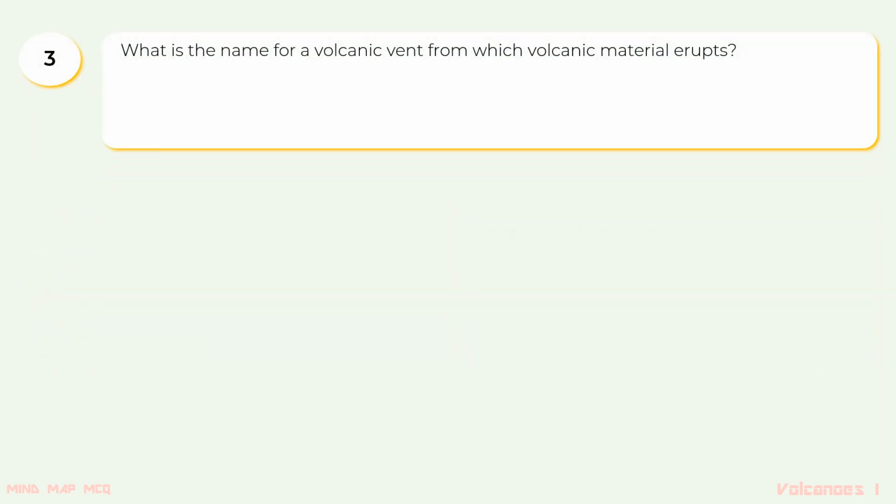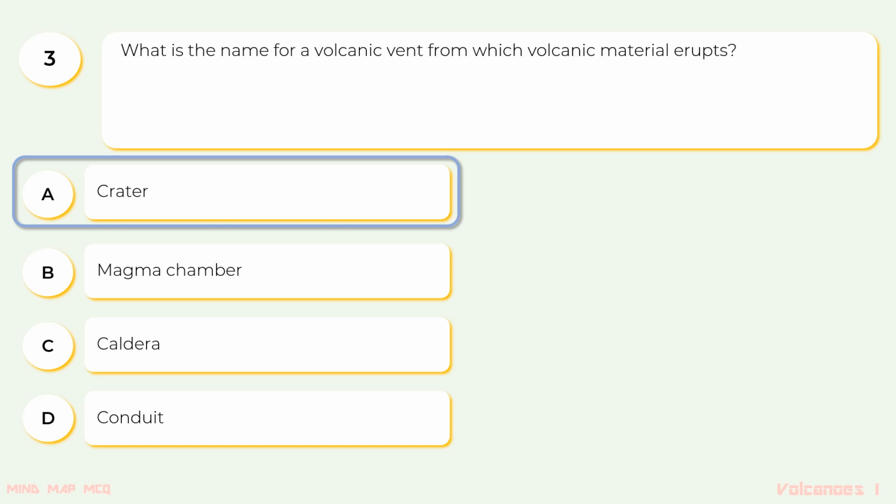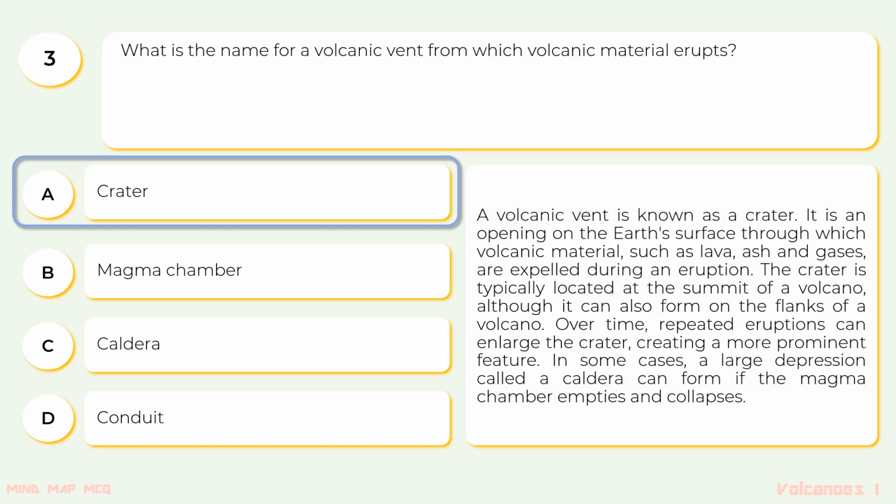3. What is the name of the volcanic vent from which volcanic material erupts? The options are A. Crater, B. Magma chamber, C. Caldera, D. Conduit. The correct option is A. Crater. A volcanic vent is also known as a crater.